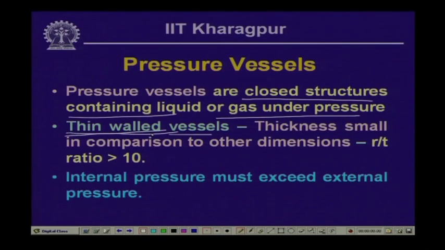The third direction stress is 0. We call those vessels thin walled for which the thickness is so small in comparison to the other dimension that the ratio r by t, where r is the radius of the cylindrical tank and t is the thickness, is greater than or equal to 10. The number 10 is considered because it has been observed that if the r by t ratio exceeds a value of 10, then the error in the stress level is minimum, and that is the limiting value considered for thin walled vessels.